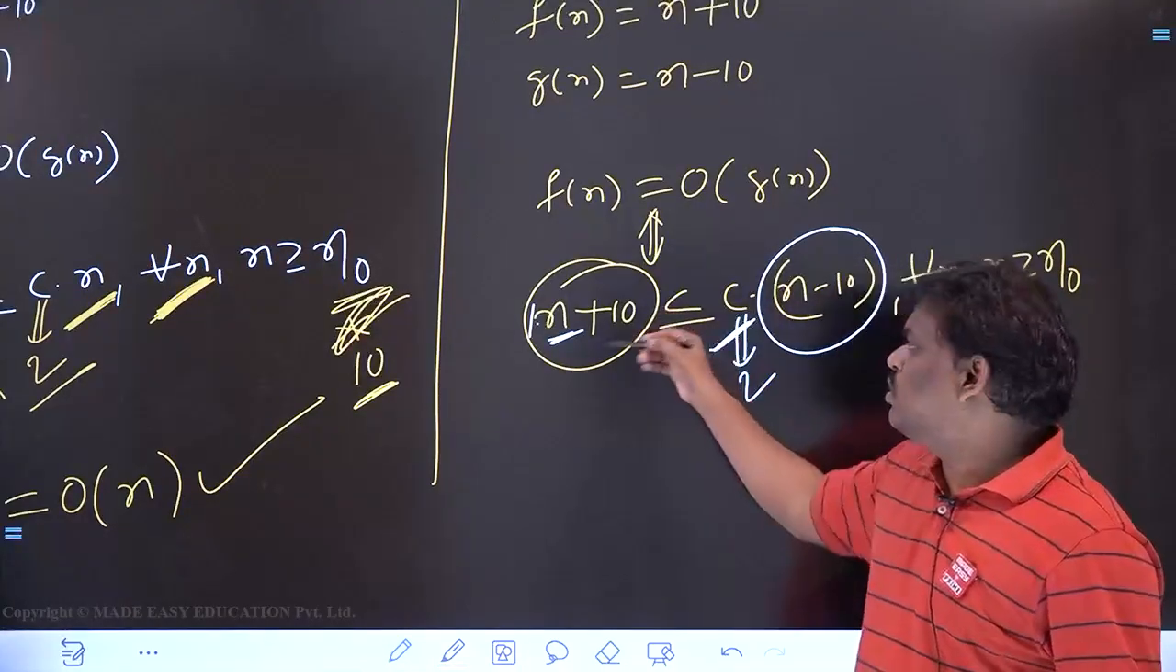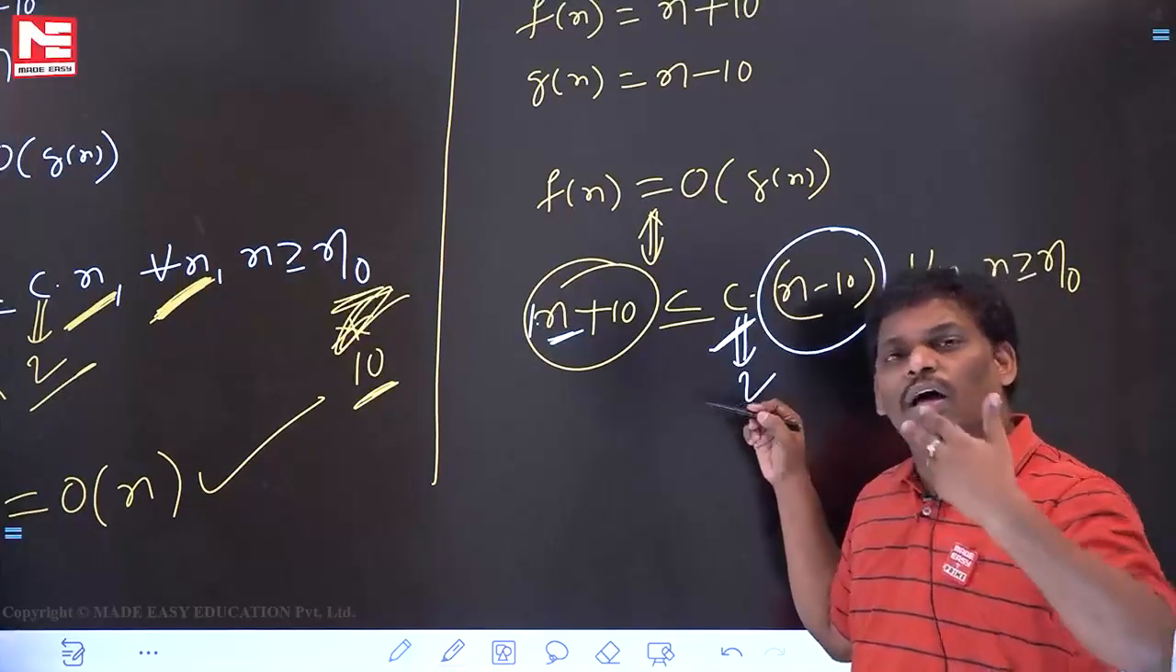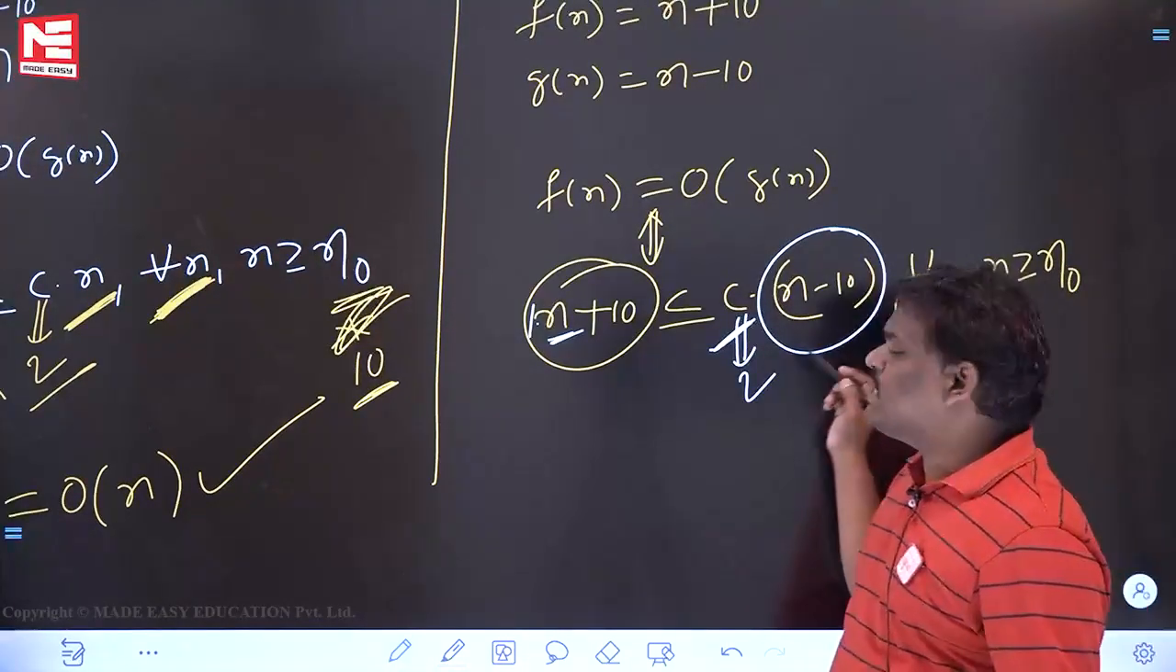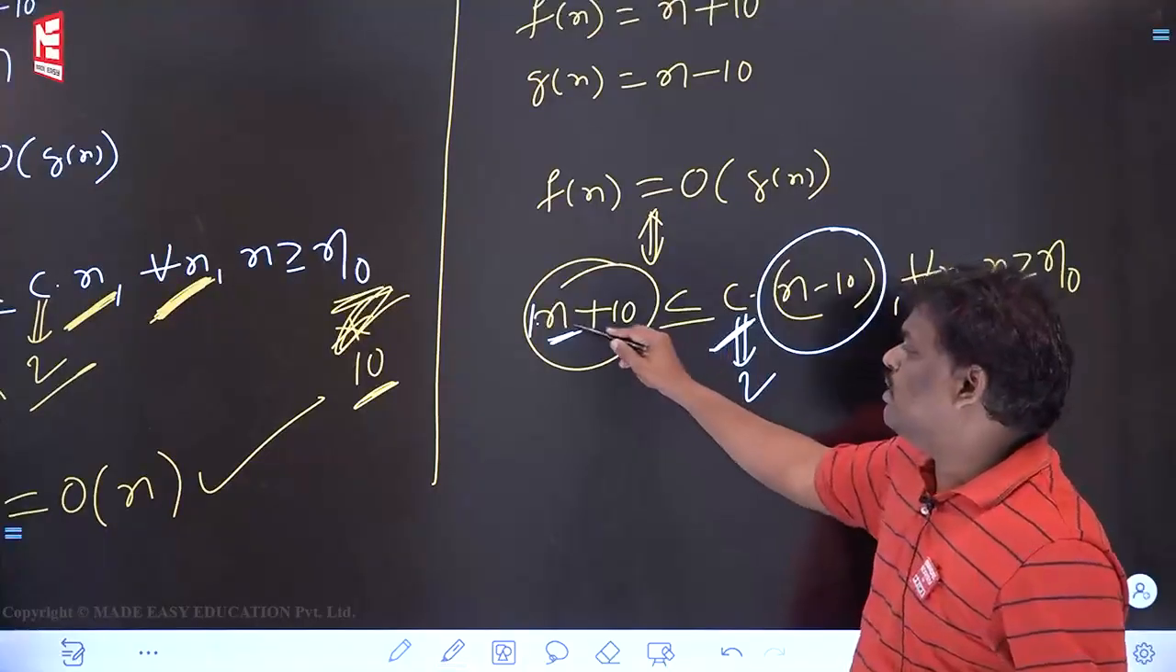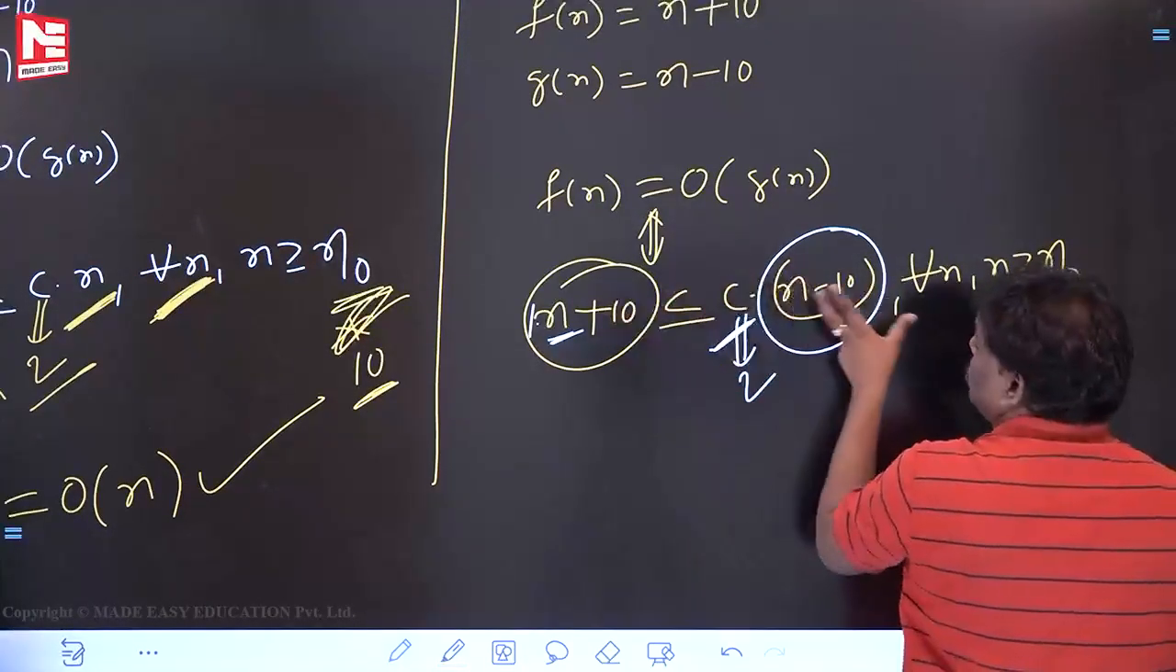What about 2? It is 12, and this is going to be 2 minus 10, which is minus 8. I think negatives are coming. All negatives skip. Can you say from which place onwards negatives are gone? N value 10. What is the answer? 20, and this will become 0.